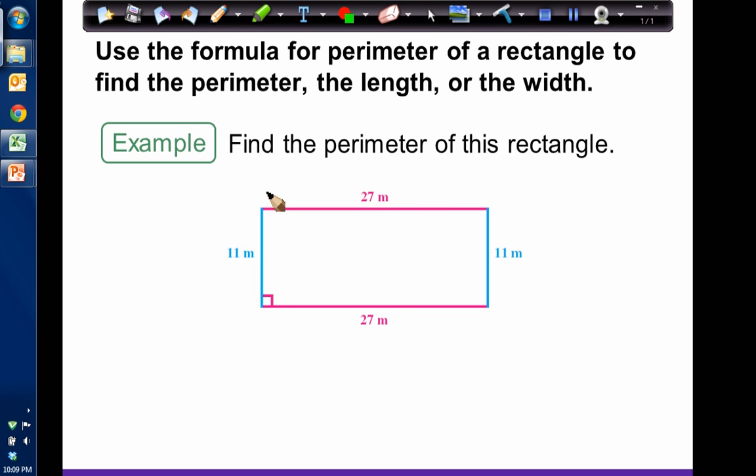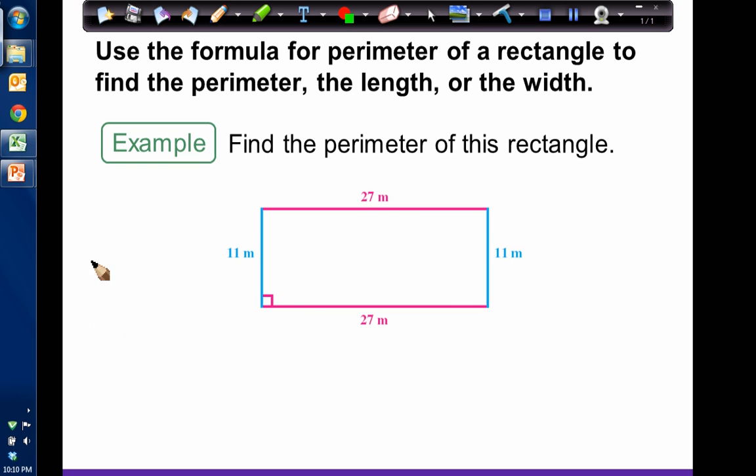Find the perimeter of this rectangle. So now we have a rectangle. Notice that the top side and the bottom are the same, and the right side and the left side are the same. We call the top and the bottom the length because they're longer, and the two sides we call the width because they're shorter.